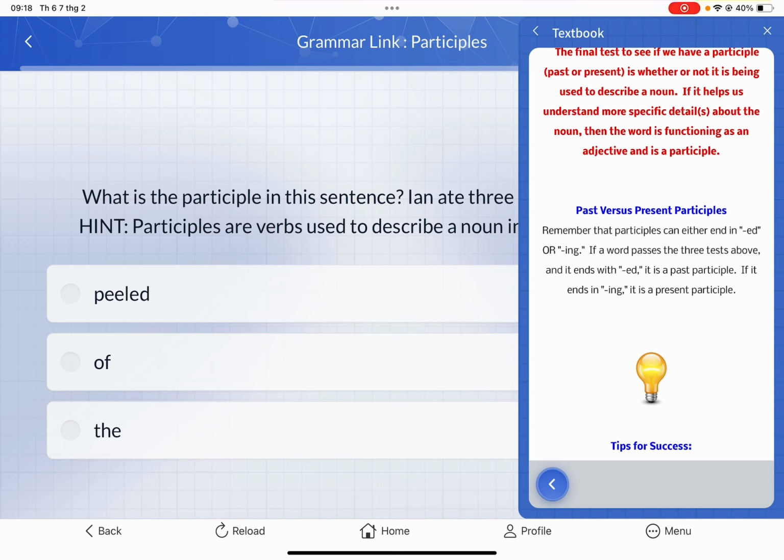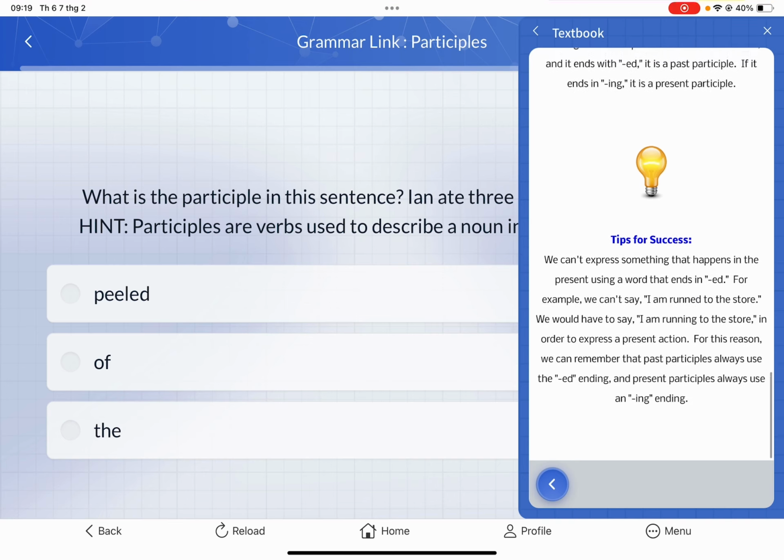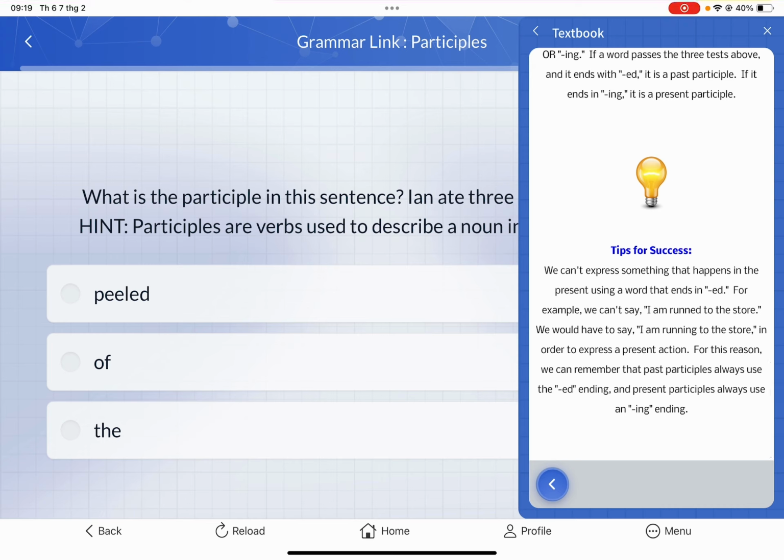As I said, participles can end in either ed or ing, and if the word passes the three tests above and it ends with ed, it is a past participle. If it ends in ing, it is a present participle. Now, we can't express something that happens in the present using a word that ends in ed. For example, we can't say "I am run to the store." We would have to say "I am running to the store."